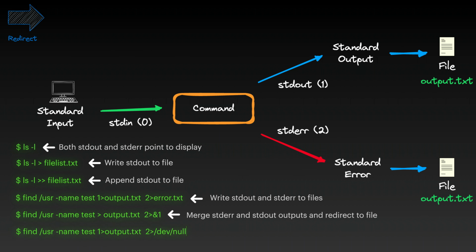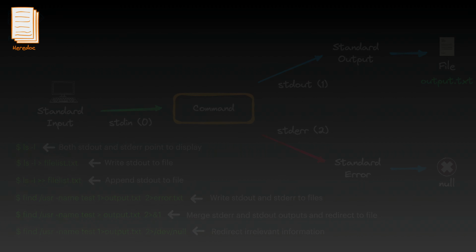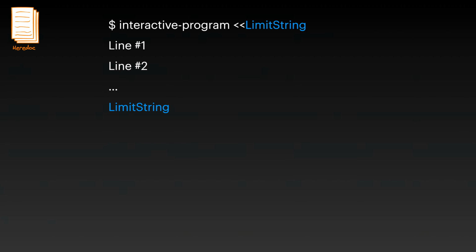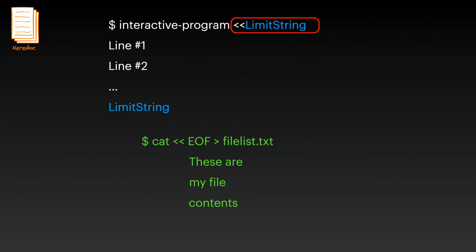Sometimes a massive amount of error messages that are not so important can be received. Then the error stream can be redirected to null. A here document uses a special form of I/O redirection to feed a list to an interactive program or a command. A limit string is used to specify the start and the end of the list.